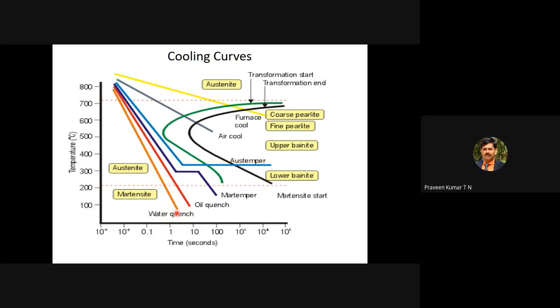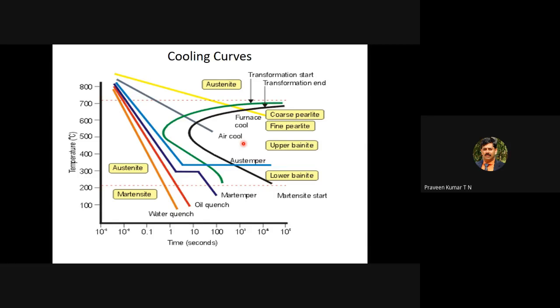Then we get a totally different microstructure, that is after the martensite. Once you get the martensite microstructure, if you cool it very, very fast, then the hardness will increase. That's one process. Instead of that, if you go for air cooling, that is one more heat treatment process, that is nothing but a normalizing heat treatment process.